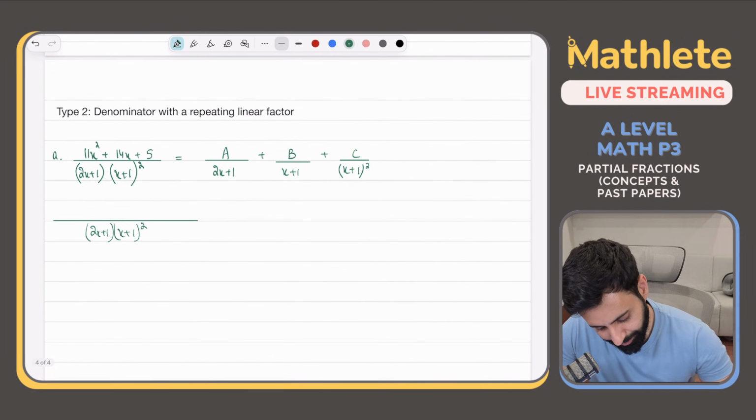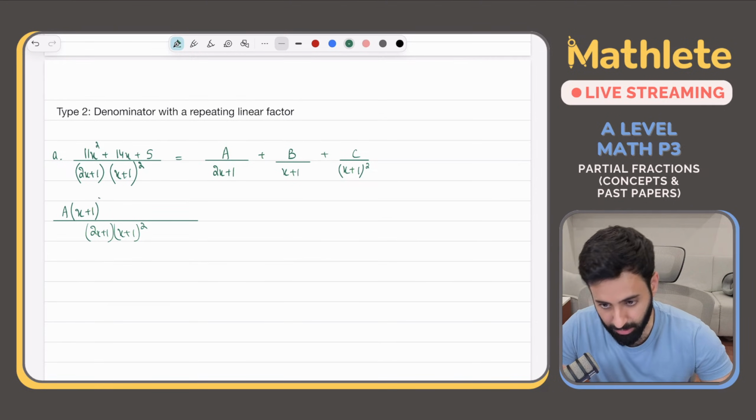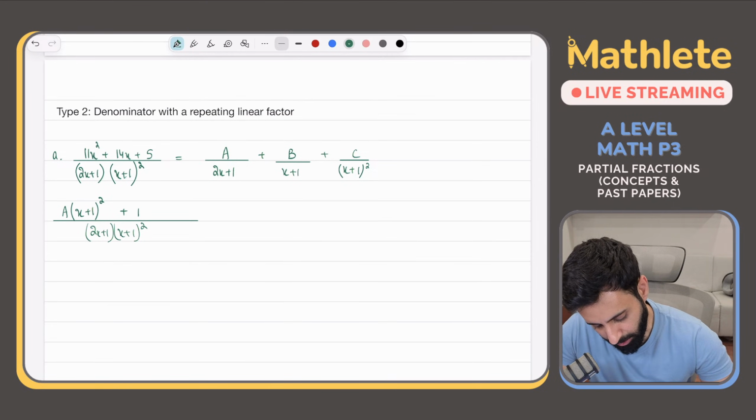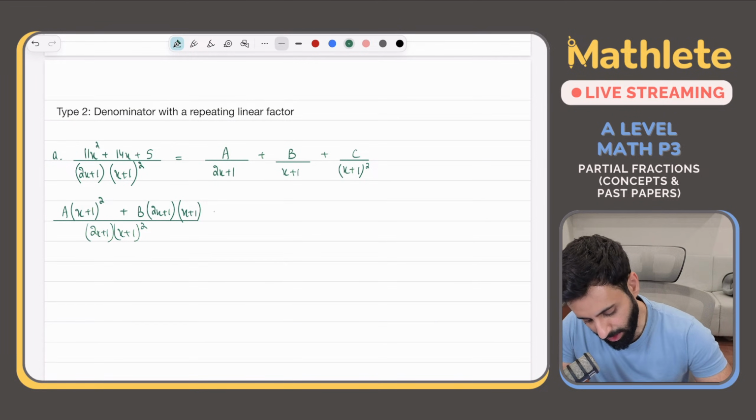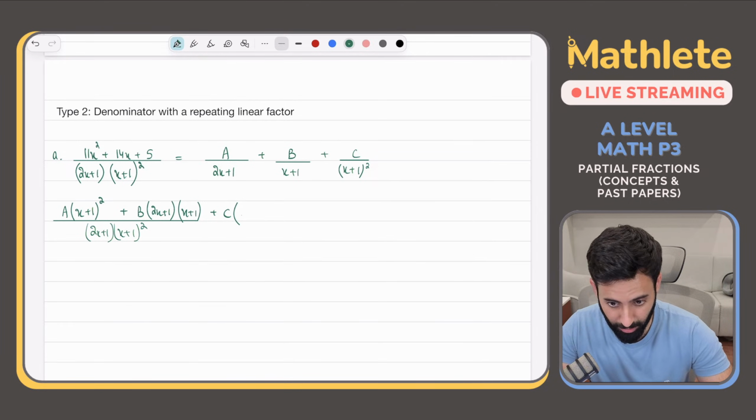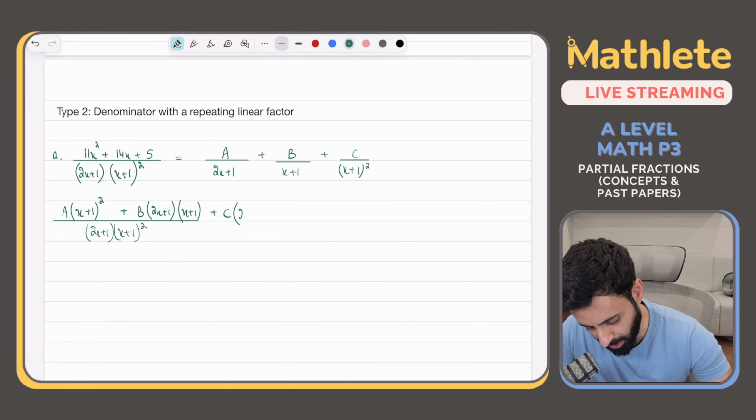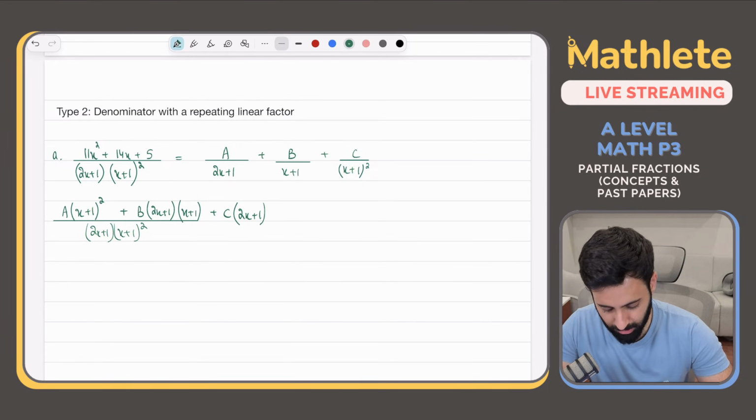Acha, let's start taking the LCM. So what do we have with a? With a, we have 2x plus 1. That means in order to bring it equal to the LCM, I need to multiply it with x plus 1, the whole thing square. What do we have with b? With b, we have x plus 1. So that means in order to bring it equal to the LCM, I need to multiply it with 2x plus 1, obviously. And I also need to multiply it with x plus 1 once. And what do we have with c? C already has x plus 1 the whole thing squared. That means if I want to make it equal to the LCM, I better multiply it with 2x plus 1.